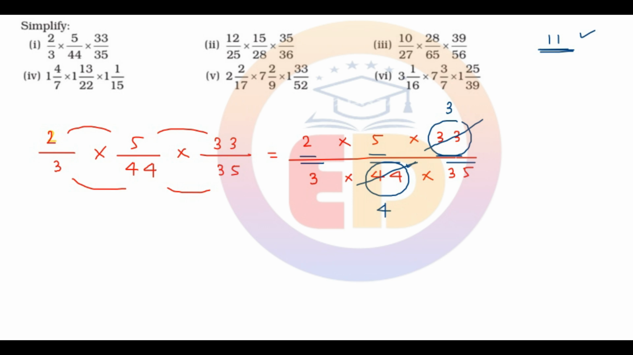33 and 44 both are divisible by 11. That is why I chose 11 to divide 33. It will divide it 3 times and it will divide 44 4 times.